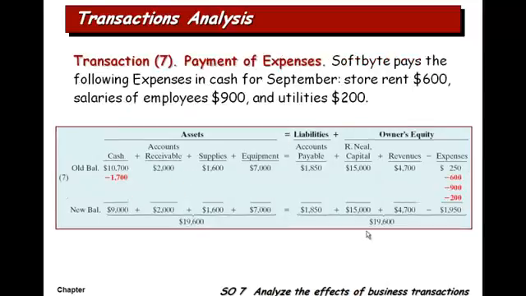Payment of expense. SoftBite pays the following expenses in cash for September: store rent, salaries for employees, and utilities. So add them all together, and we deduct cash by $1,700, and this affects our owner's equity by decreasing it by those three respective amounts. So we have the cash reduction and the expenses, and again, add up all those transactions, the total of all 7, we get 19.6. We're in balance.